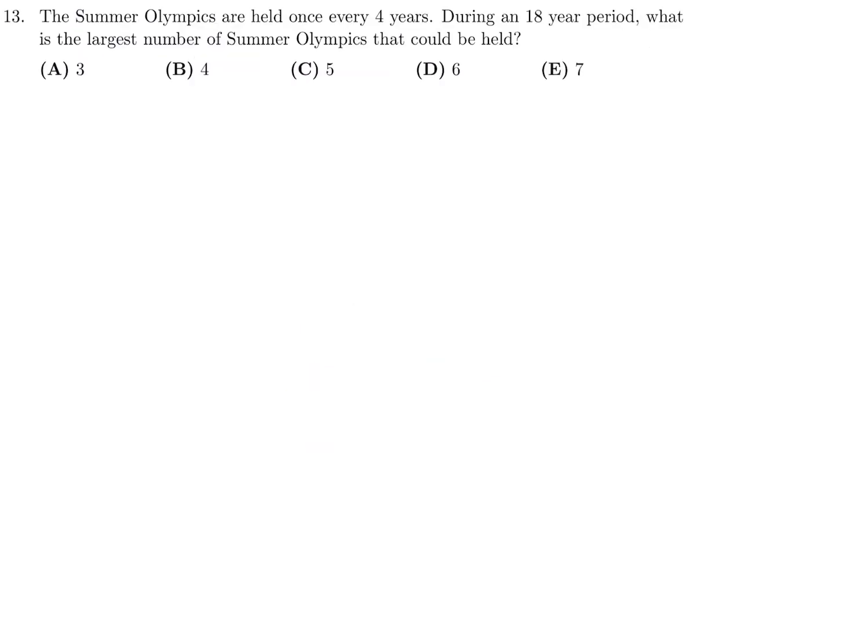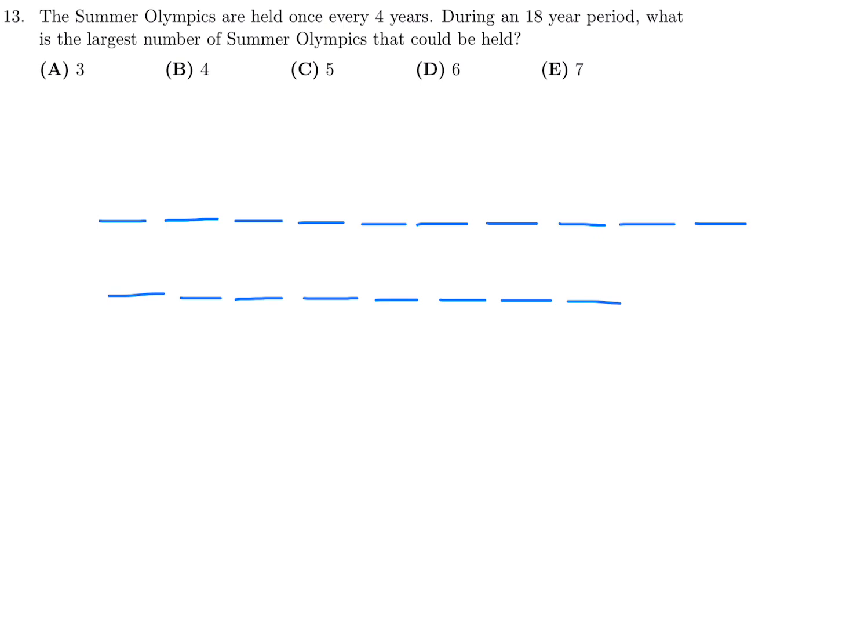Summer Olympics are held once every 4 years. During an 18-year period, what is the largest number of Summer Olympics that could be held? Well, let's say we have a range of 18 years, starting with the year 2000 and ending in the year 2017. It's 18 years inclusive. So 2000 to 2017 is 18 years inclusive.